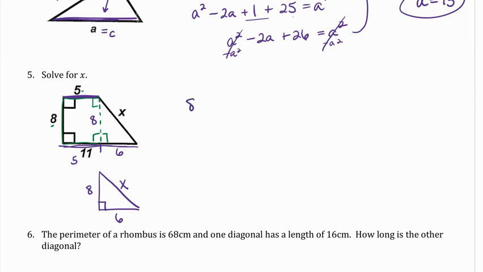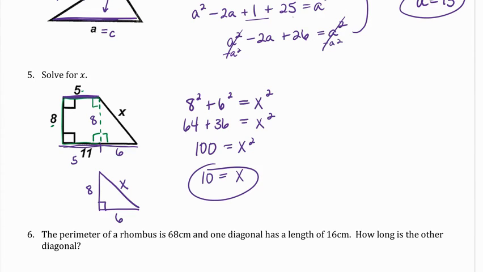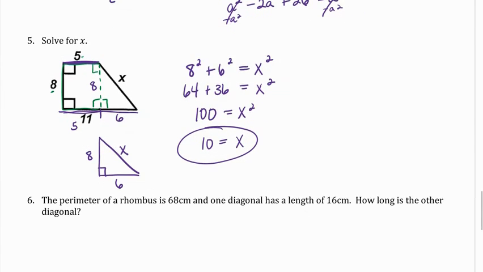So we can do 8 squared plus 6 squared, because those are the two legs, equals x squared. That's our hypotenuse. So 64 plus 36 equals x squared. That gives us 100 equals x squared. So our x would be plus or minus 10, but because we're doing a length of a triangle, 10 is the one that makes sense there. There's our x. So look for right triangles that you can create in other shapes. That sometimes helps if you're stuck with a different shape.